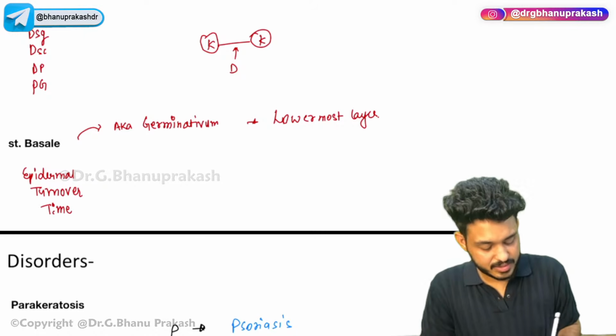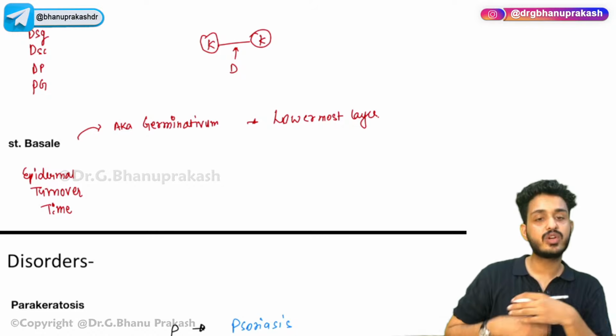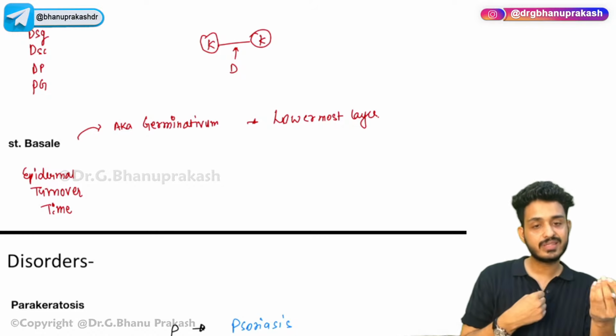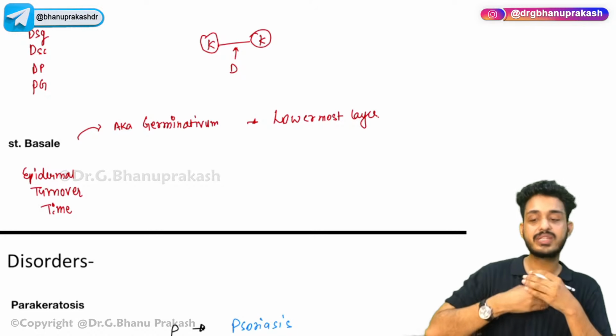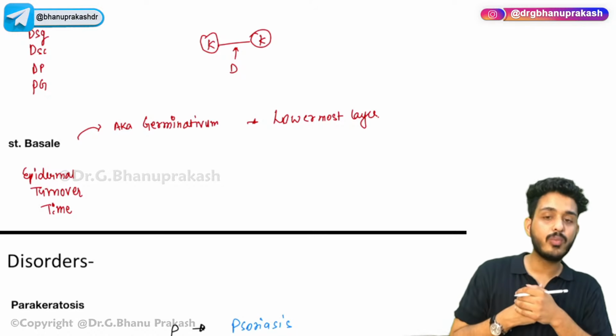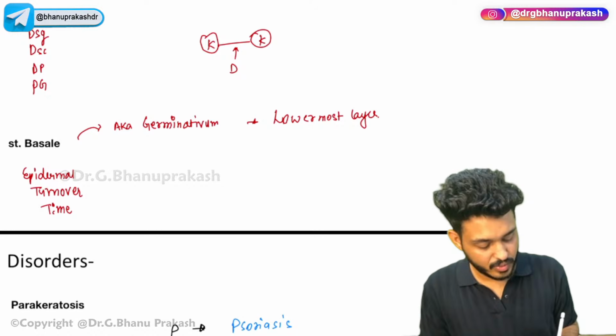You know, there are some organisms like snakes. What are they doing? They are shedding their skin. Likewise, we also have shedding of the skin. Our skin is also getting shed off. In how many days? What is the epidermal turnover time?